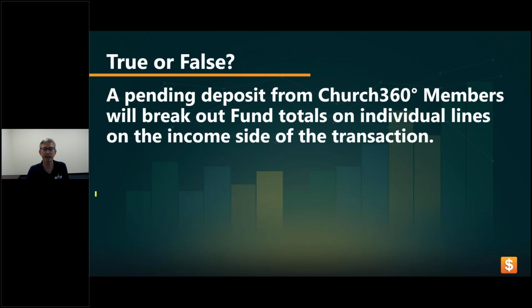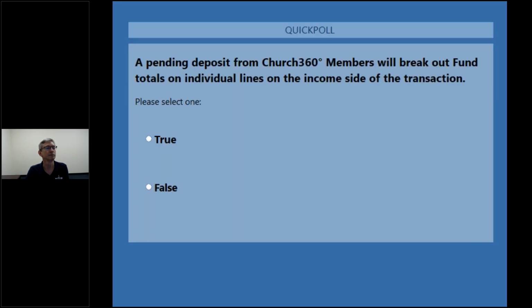A pending deposit from Church360 members, like I showed you earlier with the offering batch coming over, will break out the fund totals on individual lines on the income side of the transaction. Go ahead and get the poll launched here for you. So on the screen, you have a true and a false option. Go ahead and just click on the appropriate answer of what you believe it is. A pending deposit from Church360 members will break out the fund totals on individual lines on the income side of the transaction.